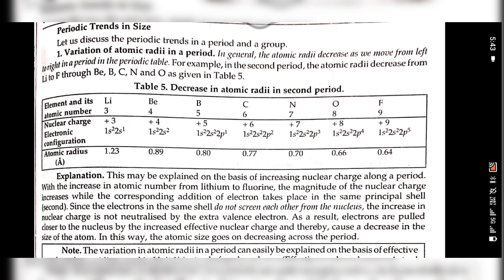With the increase in atomic number from lithium to fluorine, the magnitude of nuclear charge increases while the corresponding addition of electron takes place in the same principal shell. Since the electrons in the same shell do not screen each other from the nucleus, the increase in nuclear charge is not neutralized by the extra valence electron. As a result, electrons are pulled closer to the nucleus by increased effective nuclear charge and thereby cause a decrease in the size of the atom. In this way, the atomic size goes on decreasing across the period.